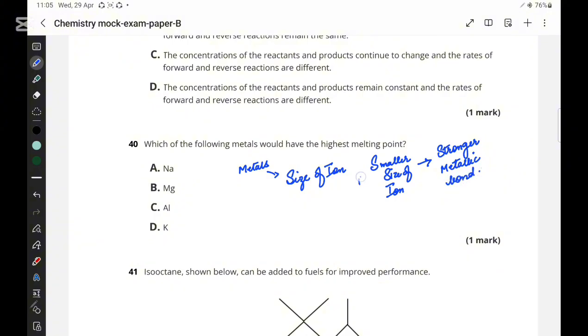Second condition is that you must have the greater charge. So the greater the charge, the stronger will be the metallic bond. Stronger metallic bond, and we are going to have higher melting point. So sodium is having +1 charge, magnesium is having +2 charge, and aluminium is having +3 charge. Potassium is having +1 charge. So that's why our answer is going to be C, aluminium. Why is it having +3 charge? It belongs to group 3 and has the strongest metallic bond.